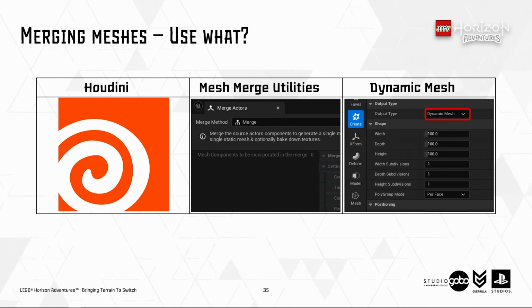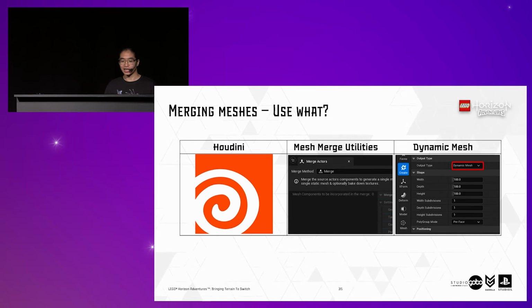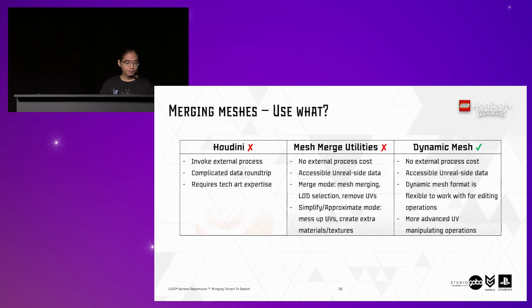Houdini probably needs no introduction, but for the other two, in case you don't know, Mesh Merge Utilities is the logic toolkit behind the engine's built-in actor merging tool, while Dynamic Mesh powers many in-engine mesh editing operations, from the modeling tools to the ability to manipulate geometry using scripting like Blueprint or Python. So long story short, we ended up choosing to work with the dynamic mesh format.